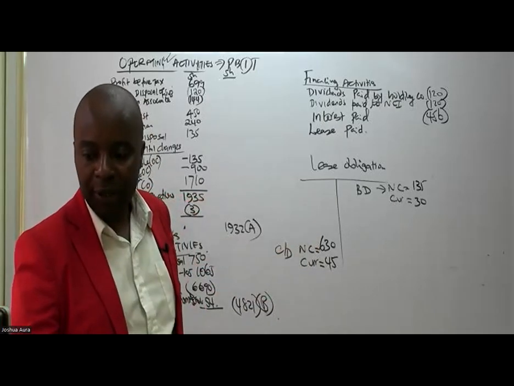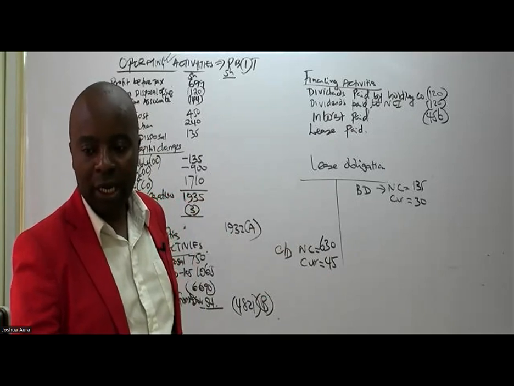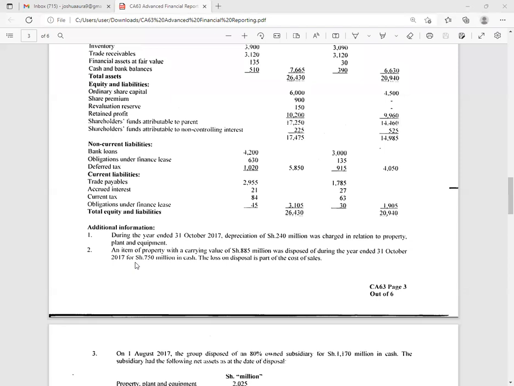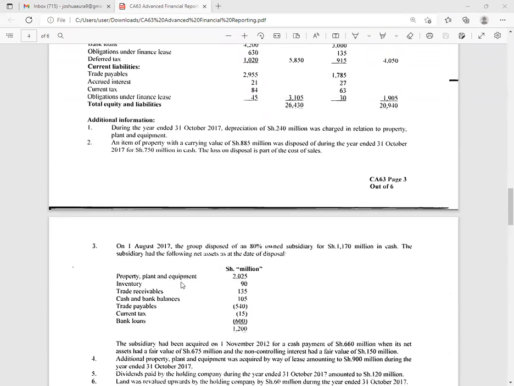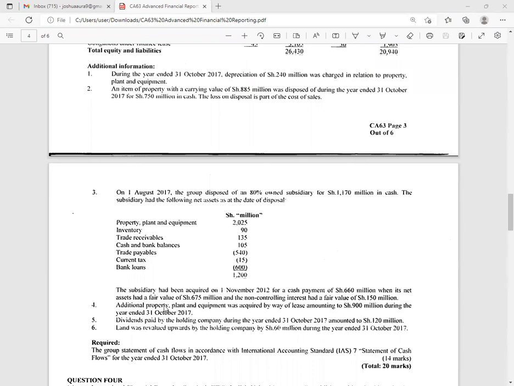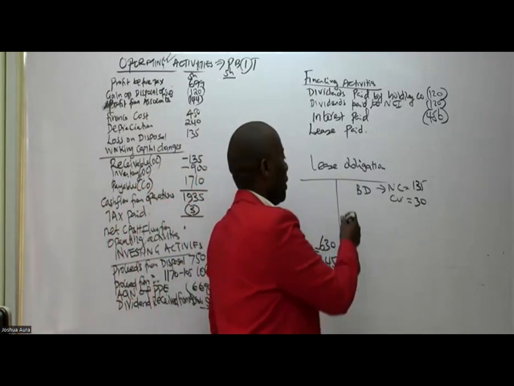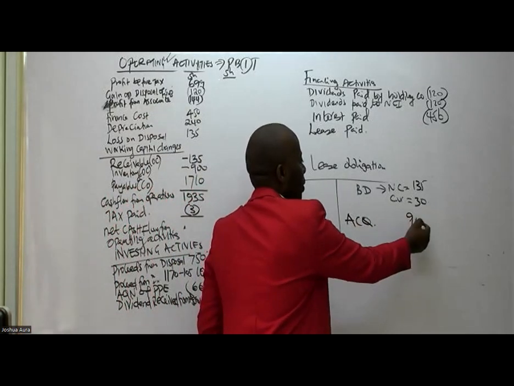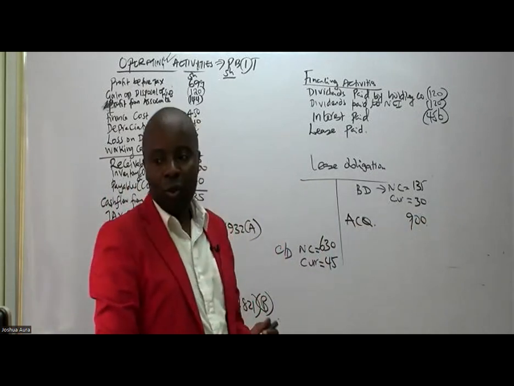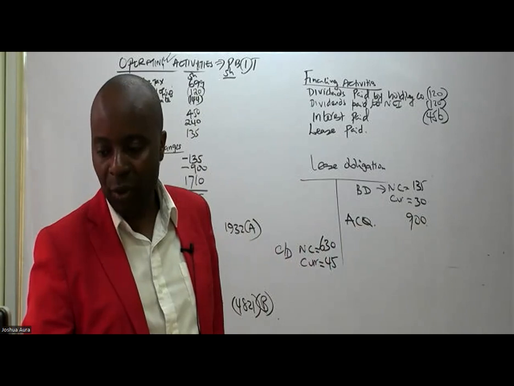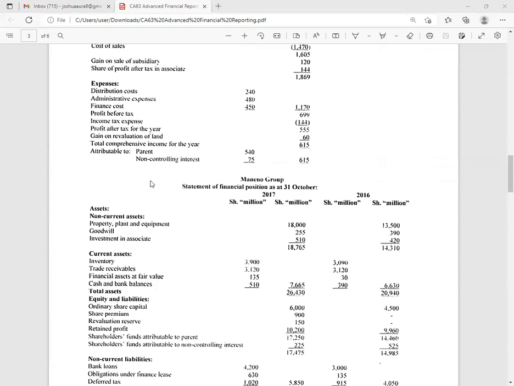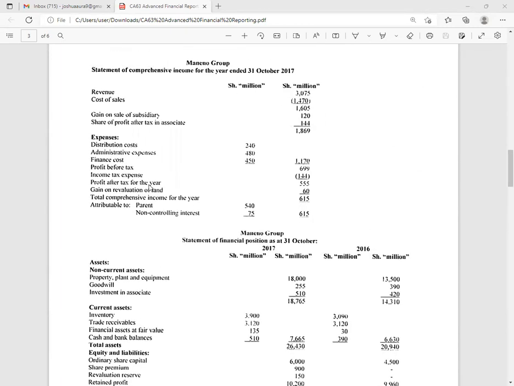And then, ladies and gentlemen, we shall look at what happened during the year. We are told here that additional property, plant, and equipment was acquired by way of lease, 900. So we never paid for this. So acquisition in the year increases the obligation, 900. I don't remember seeing anything in our income statement to do with lease rentals, nothing really.